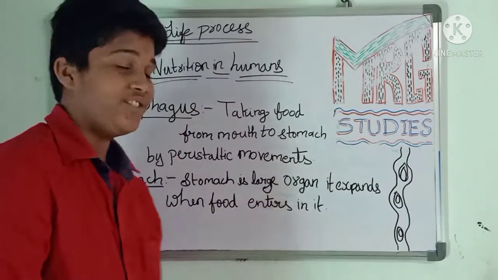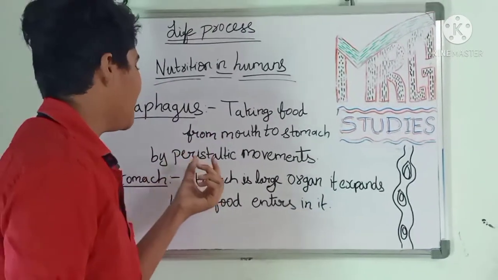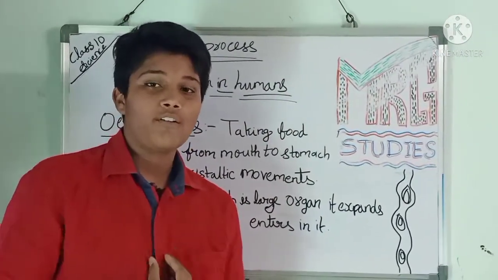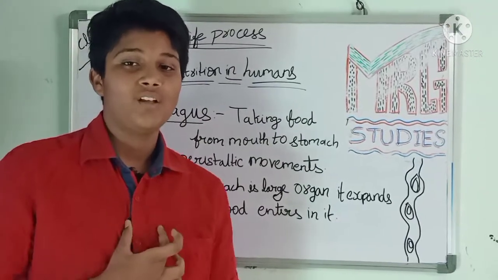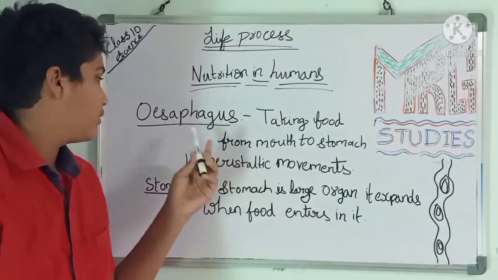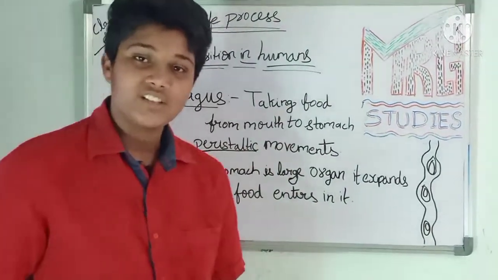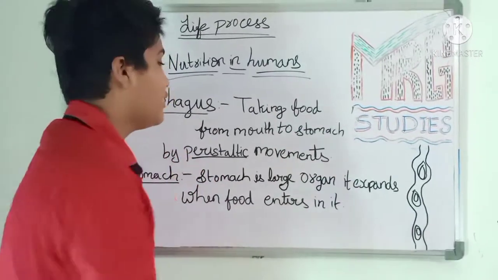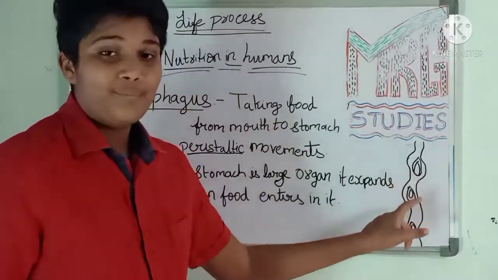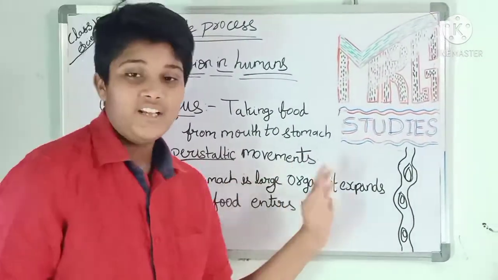Okay friends, now I will tell you about the oesophagus. It takes food from the mouth to the stomach by peristaltic movement. When we eat food from our mouth, it goes to our stomach, and between them there is a light pipe. That pipe is called the oesophagus, and it helps food go into our stomach. And what are peristaltic movements? When we eat food and it goes into the oesophagus pipe, the food goes to the corners of that pipe and the pipe vibrates like this. That vibration is called peristaltic movement.